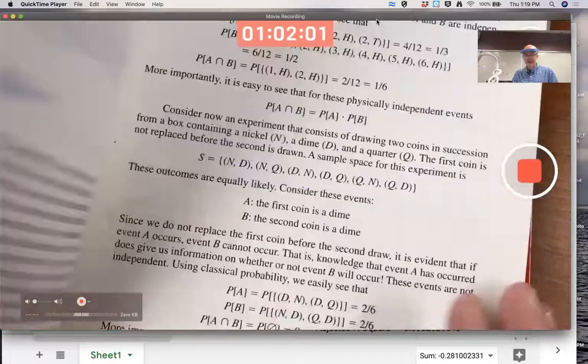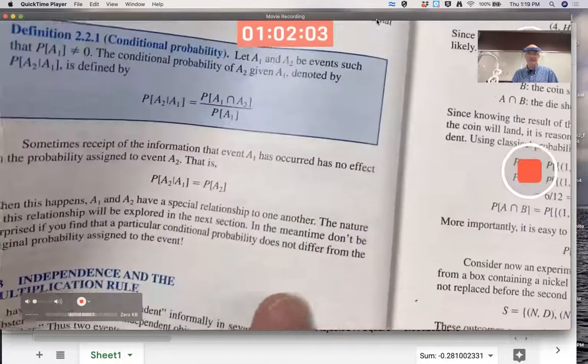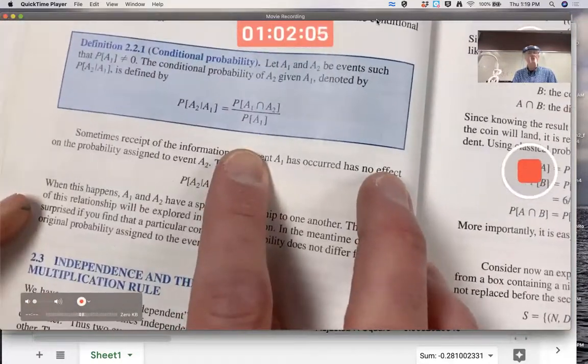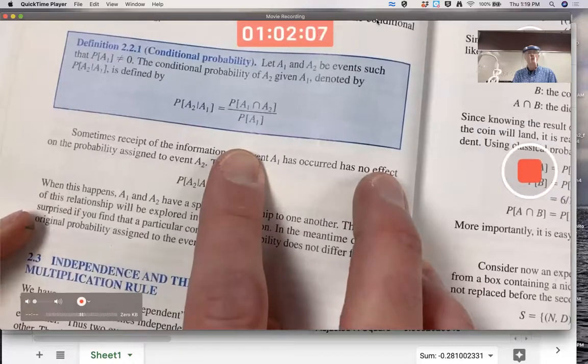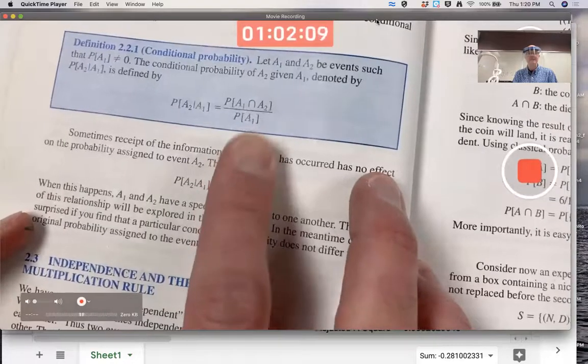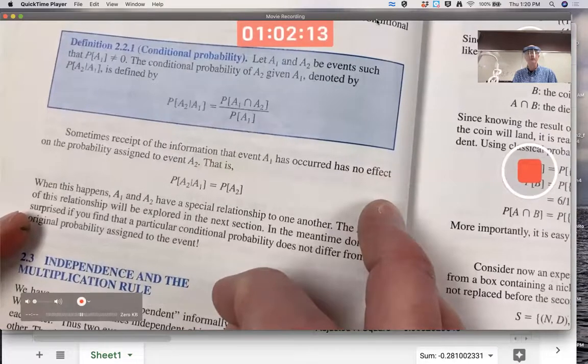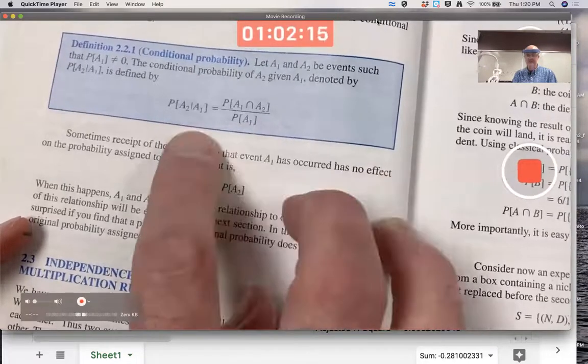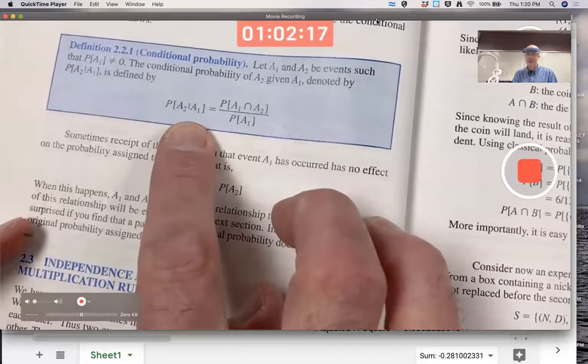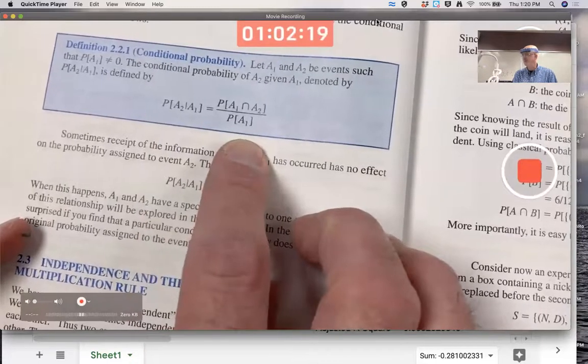Conditional probability, by definition, is this formula. This is not a theorem to prove, that's a definition. What does conditional probability mean? It means this: probability of A2 given A1. The given one is always the second one, and you always divide by the probability of the second one, the given one.